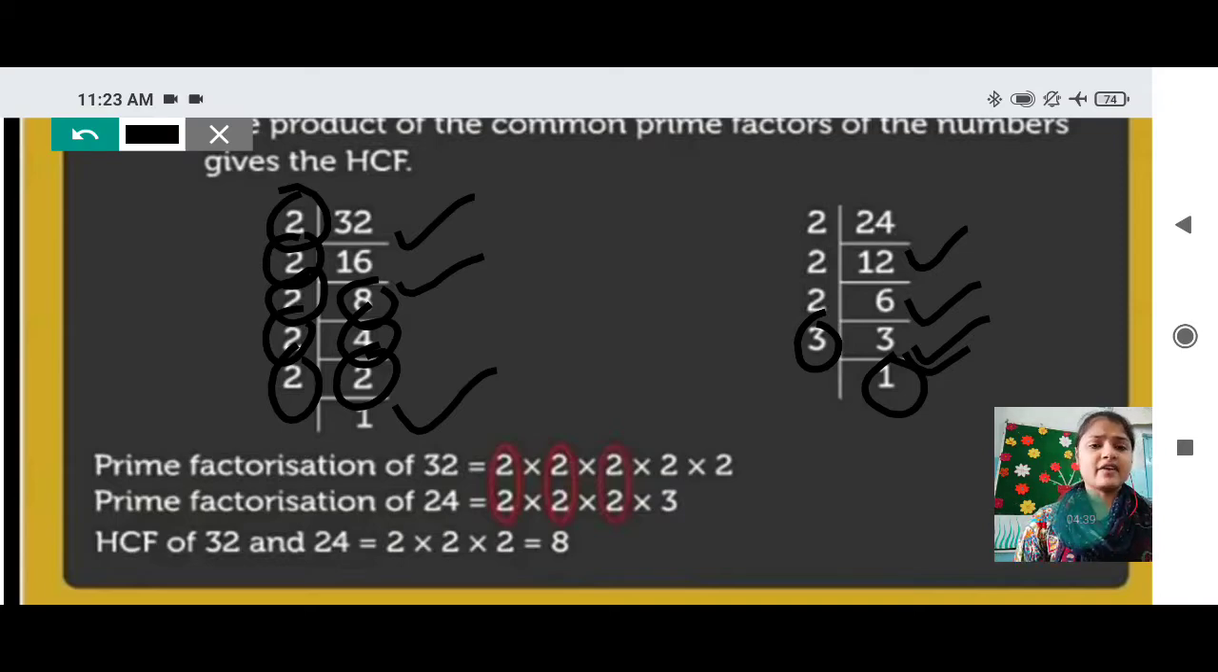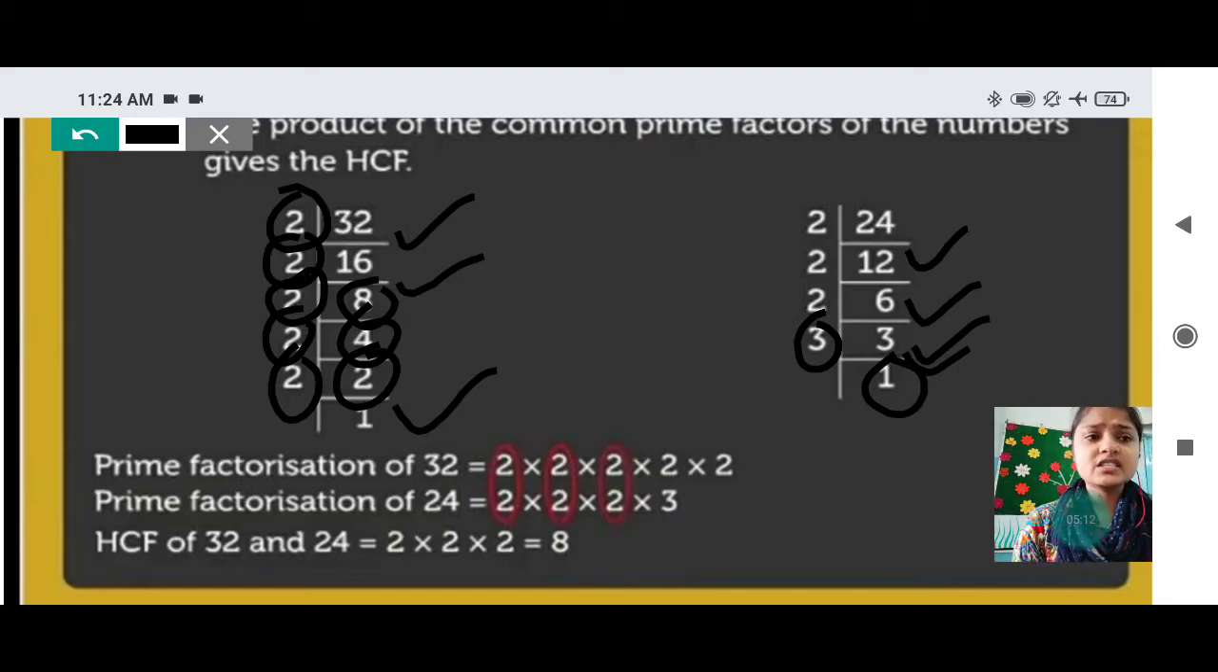Now, my dear, I will write separately the prime factors which I have got of 32 and 24. The prime factorization of 32 is 2 into 2 into 2 into 2 into 2. Five times I have written 2 because I divided 32 five times. In the same way I have written the prime factorization of 24: 2 into 2 into 2 into 3, that is, 2 three times and 3 one time.